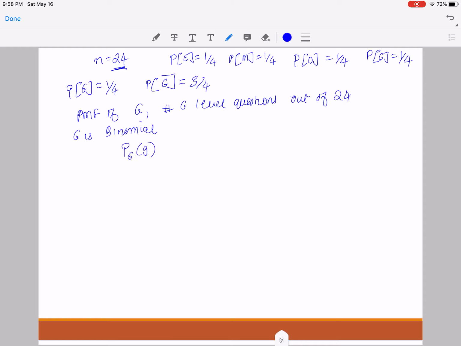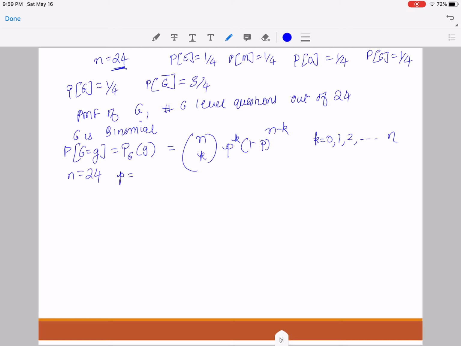It's going to give me the probability that the number of G level questions is a specific value, small g, and that is obtained using the probability mass function of G, which is n choose k times p to the k times 1 minus p to the n minus k, where k is 0, 1, 2, and so on until n. That's what k takes on. But in our case, n is equal to 24 because we have 24 fixed questions. P is 1 over 4 because we are interested in modeling the probability of getting a G level question. And therefore, the PMF of G takes this form.